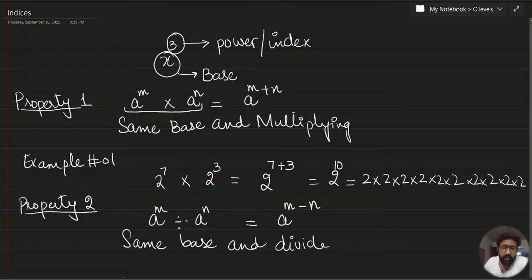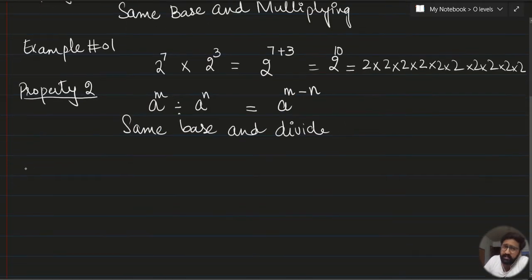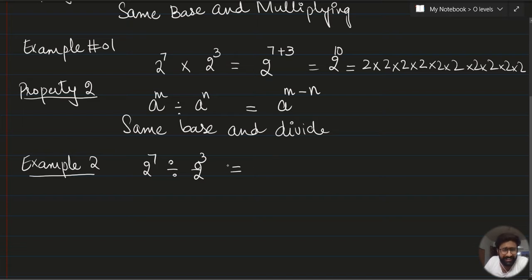Now let's do an example for this. Let's take the same example, the one that we just did above, but with the sign a little different: 2 power 7 divided by 2 power 3. So what are we going to do? You can see that the bases are the same and they are being divided. So you are going to write the base just once, and the powers you are going to subtract, like this. So this is going to become 2 power 4.